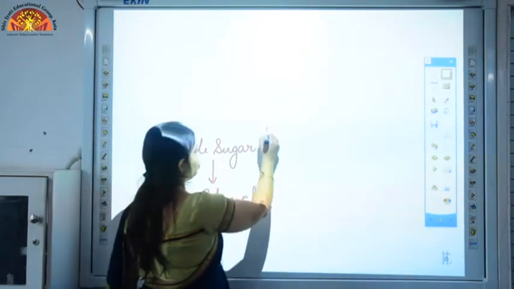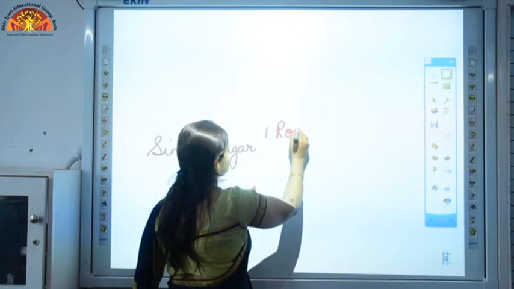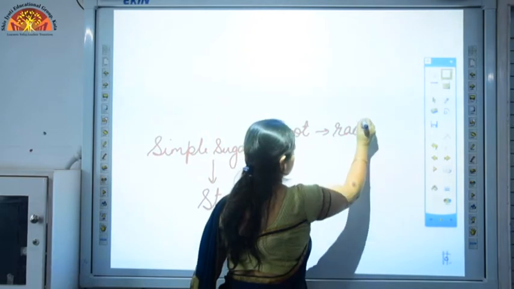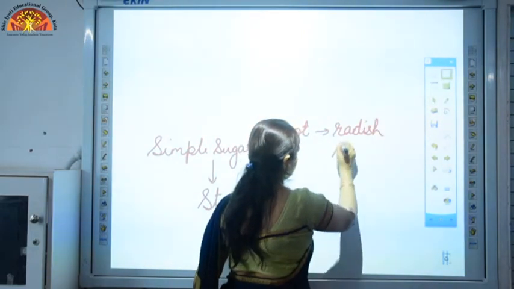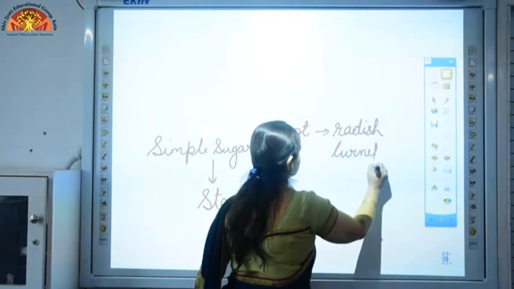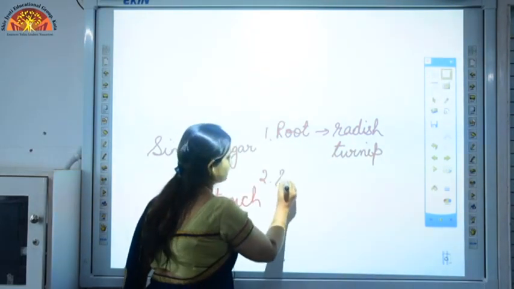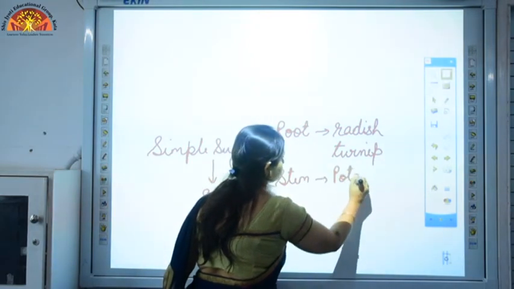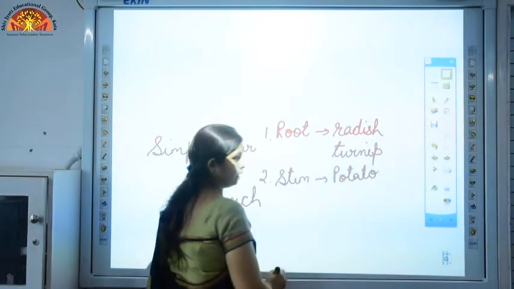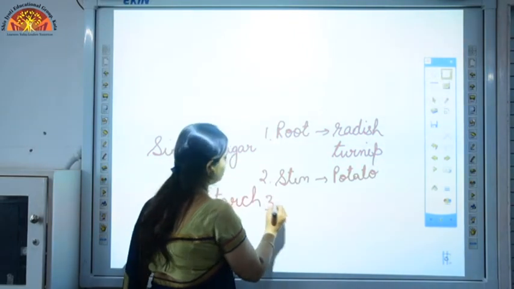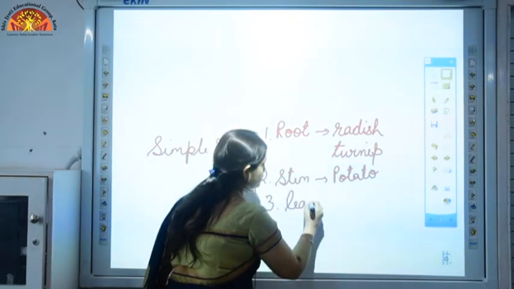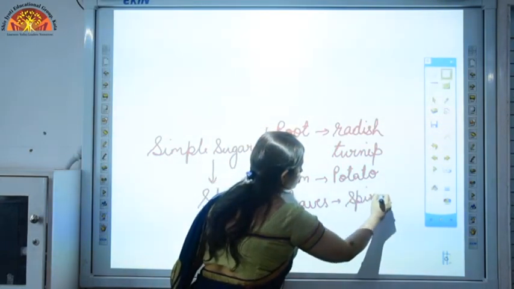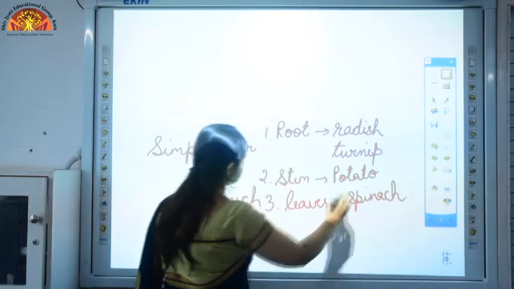Like they can store it in the roots and we eat these roots. Some examples are radish, turnip. They can store it in the stem, like in case of potato, sugarcane. So many other examples are also there. They can store it in leaves, like in case of spinach, lettuce, fenugreek. Other examples are also there.